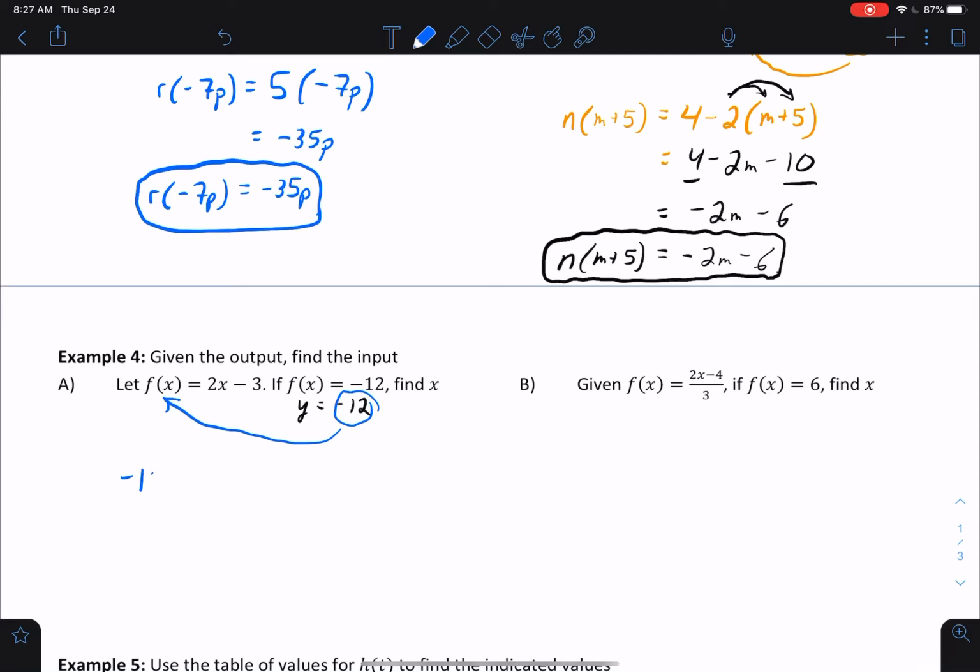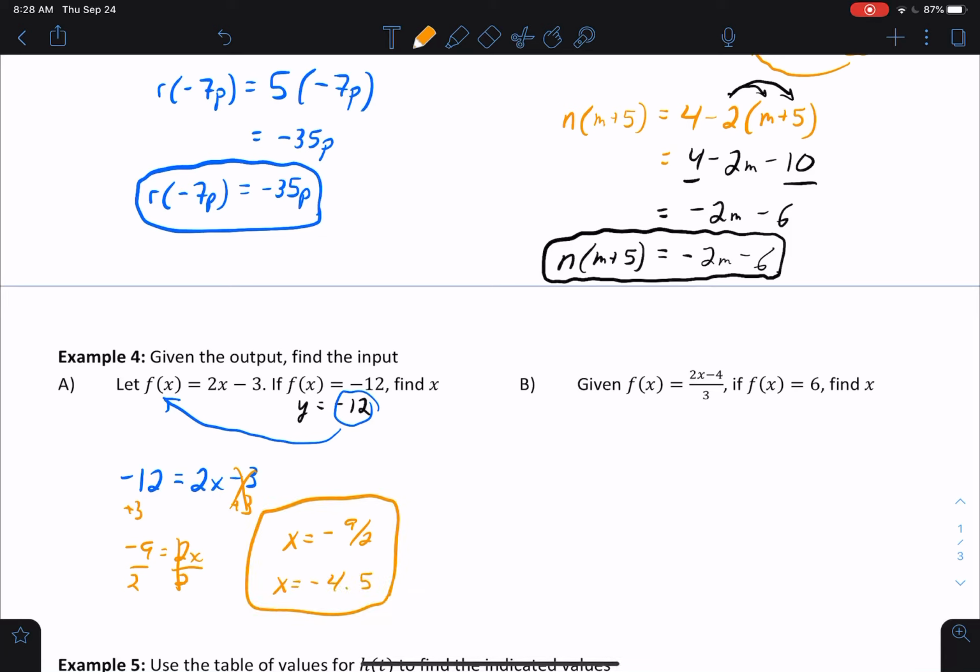So negative 12 equals 2x minus 3. Now I can solve this equation for x. Add 3 to both sides. So I'll get negative 9 equals 2x. Divide both sides by 2. I'll get x equals negative 9 halves, or x equals negative 4.5. Either one, fraction or decimal, is fine. Okay? So if I give you the output, we can find the input.